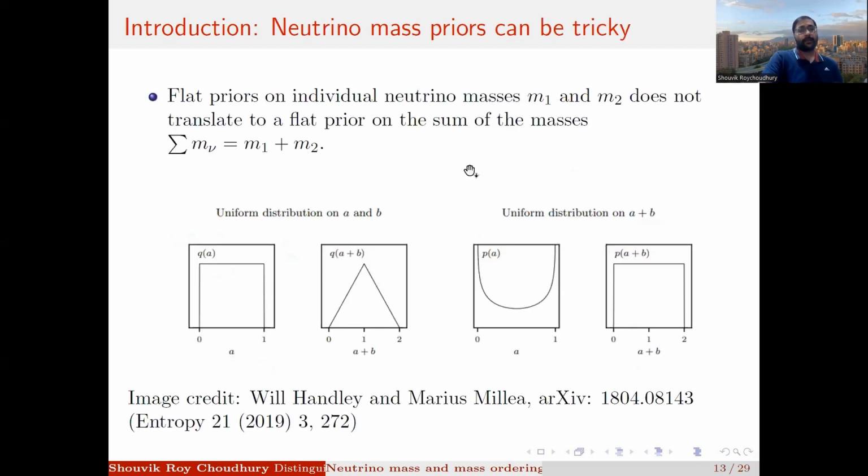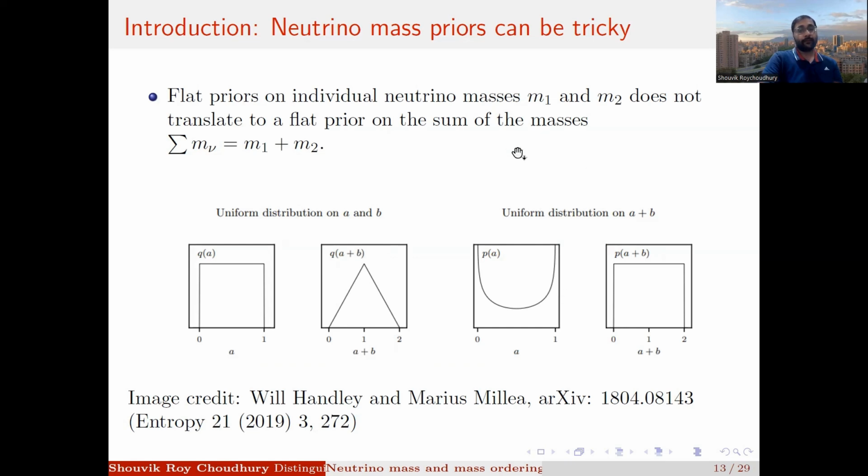Now, priors are also quite tricky because in cosmology, we are usually interested in a flat prior on the sum of neutrino masses, because that is the quantity constrained by cosmology. But let's say you wanted to put flat priors on individual neutrino masses, and let's say there are only two masses, M1 and M2. Then a flat prior on the individual neutrino masses would not lead to a flat prior on the sum of neutrino masses. It would actually be a triangular shaped prior. So the lowest masses and the highest masses will get suppressed in the posterior, and the probabilities in the middle would be enhanced. And this is not something you want.